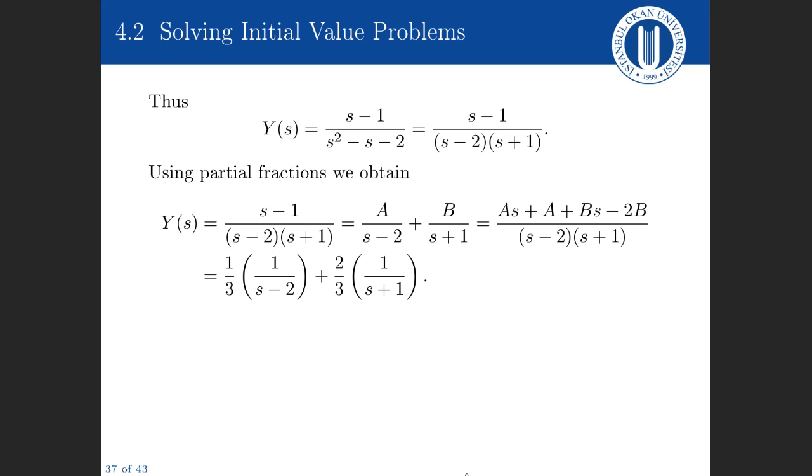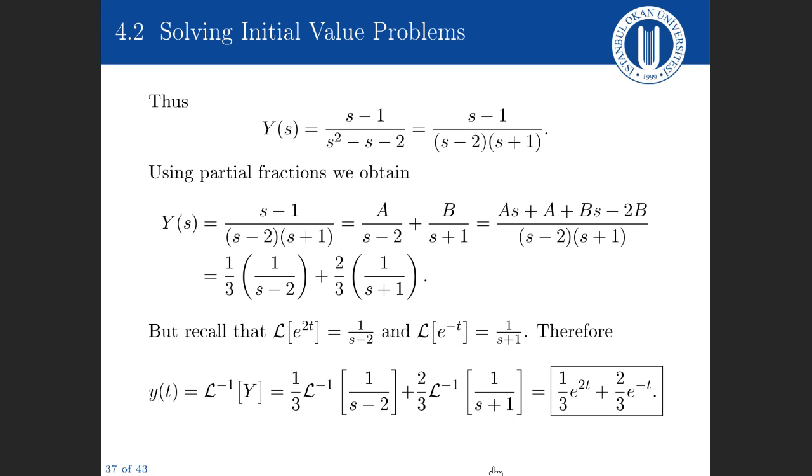And then we can take the inverse Laplace transform. Remember that the Laplace transform of e to the power 2t is 1 over s minus 2, and the Laplace transform of e to the power minus t is 1 over s plus 1. So we know that small y must be 1 over 3 e to the power 2t plus 2 over 3 e to the power minus t.